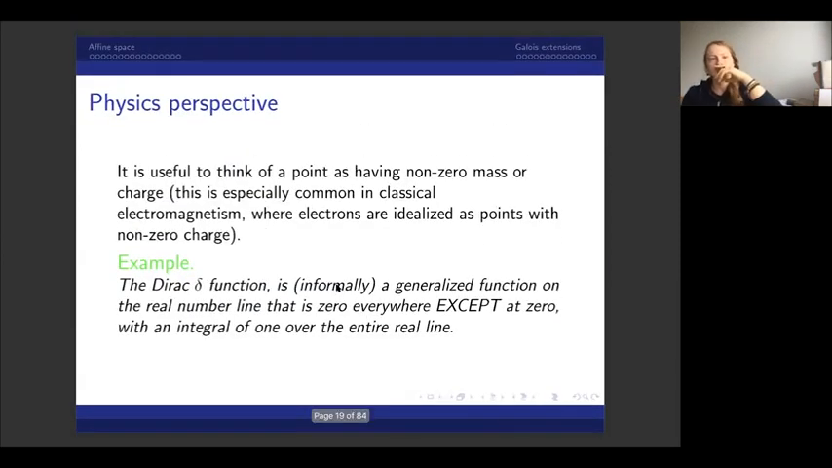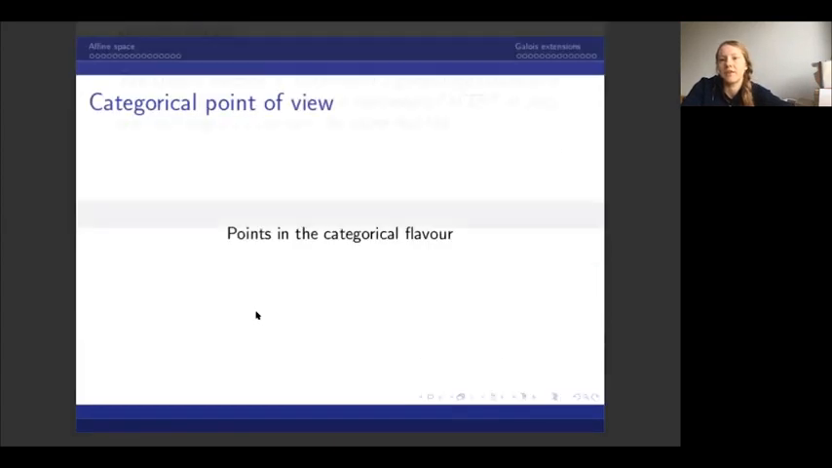Yes, so this was the physics perspective. But now I'm still investigating other possible definitions, and we can go towards categories here, so a categorical point of view. And here I would say that this looks like, in some way, one of the easiest ways of defining the notion of point, right? So let's see what a point is in this categorical flavor.